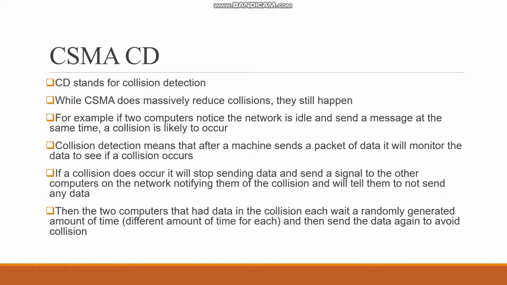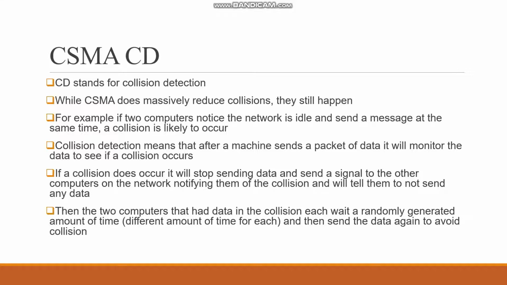CSMA/CD. The CD stands for collision detection. While CSMA does massively reduce the number of collisions, they still happen. For example, if two computers notice the network is idle and send a message at the same time, a collision is likely to occur. Collision detection means that after a machine sends a packet of data, it will monitor the data to see if a collision occurs.